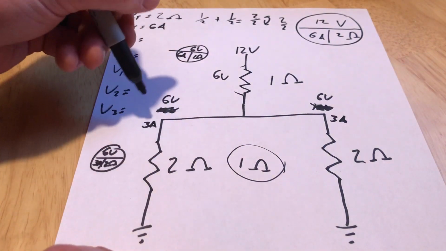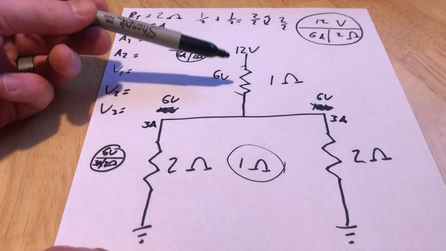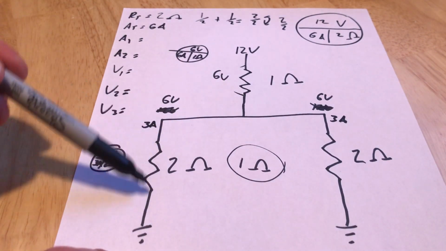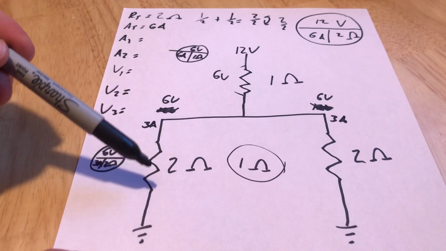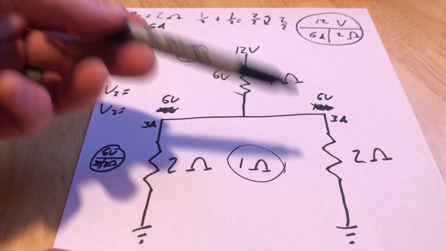Now that I know how much amperage is flowing through each one of these, and really I could have intuited this anyway, I'm dropping 6 volts here. This is the only resistance left on this leg of the circuit to ground, so it should drop the rest, which is 6. Same thing over here on the other side.